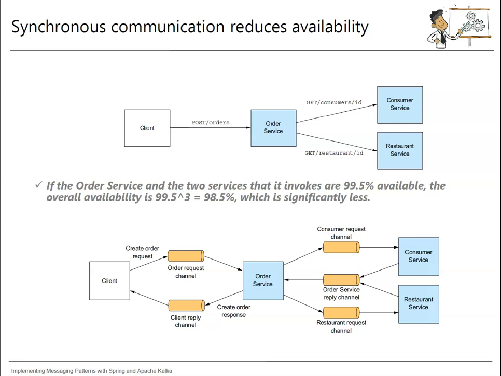So, the way to increase the availability of our application is to avoid unnecessary synchronous communication, and to introduce asynchronous communication and messaging services. In this way, we are able to increase the availability of the application as a whole.